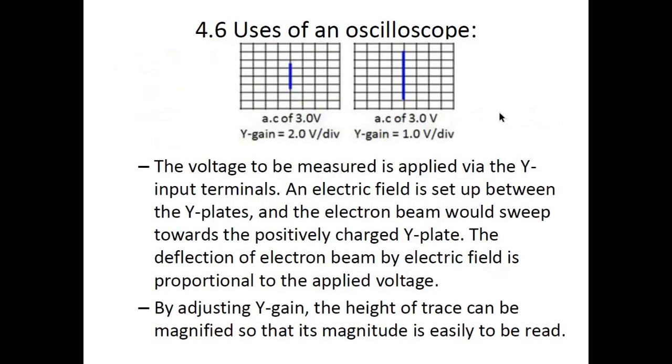The voltage to be measured is applied on the Y plates or the Y input terminals. An electric field is set up between the Y plates so that the electron beam would sweep toward the positively charged Y plate. The deflection of electrons is proportional to the applied voltage. By adjusting the Y gain, the height of the trace can be magnified so that its magnitude is easy to read. See, over here it might have been difficult, so you increase the Y gain, so you change the scale. Now it is easier to read that the input voltage is 3 volts.